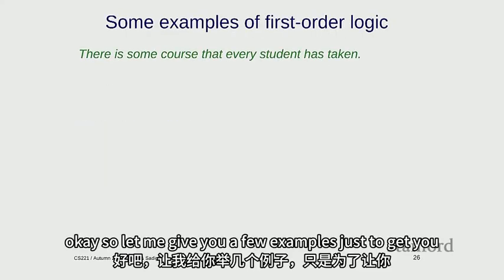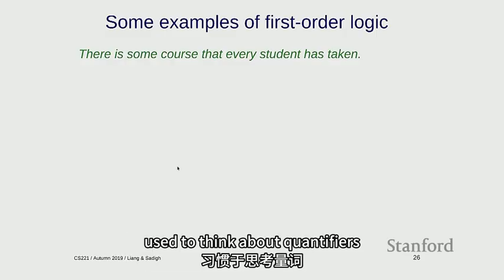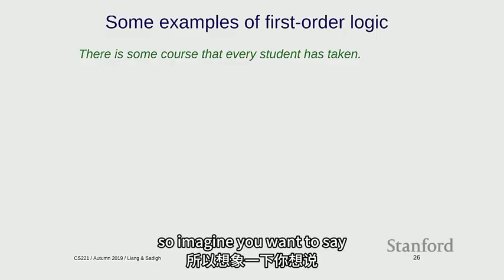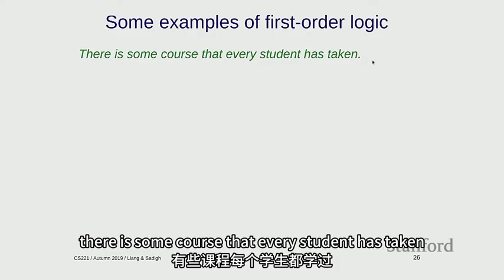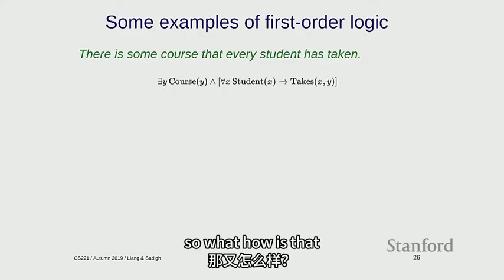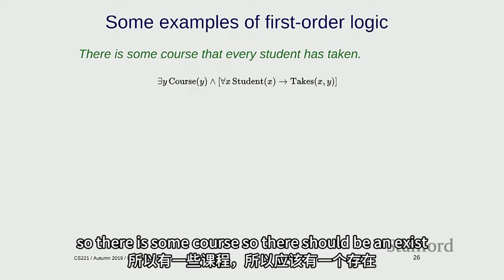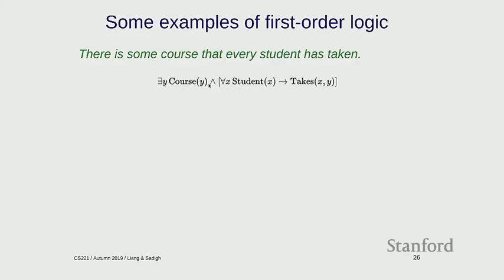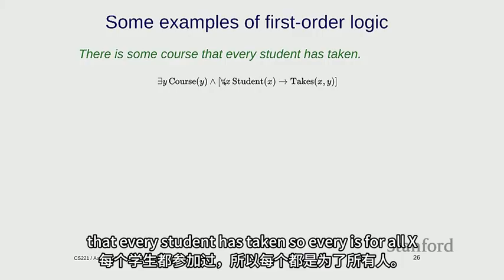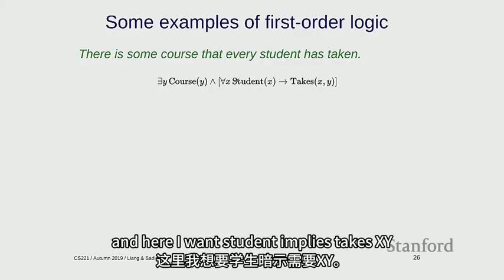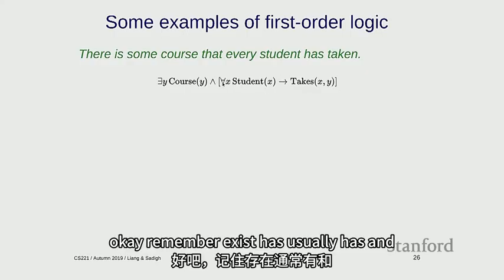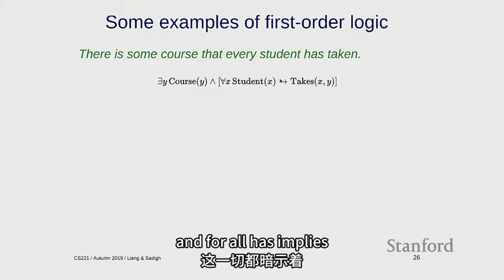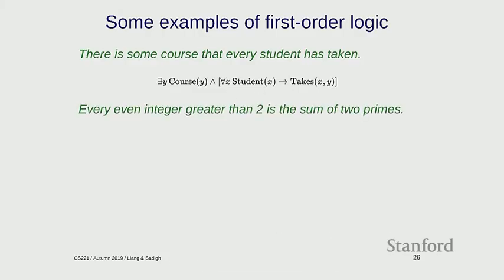Okay, so let me give you a few examples just to get you used to thinking about quantifiers. Imagine you want to say there is some course that every student has taken. So there is some course, so there should be an exists y, y is a course, that every student has taken. So every is for all x, and here I want student implies takes x y. Remember, exists usually has and, for all has implies.